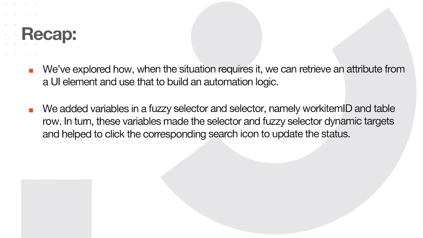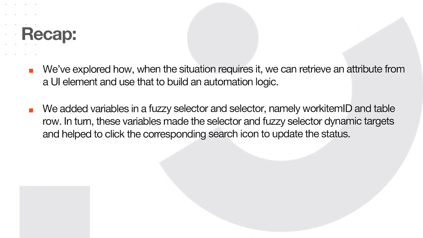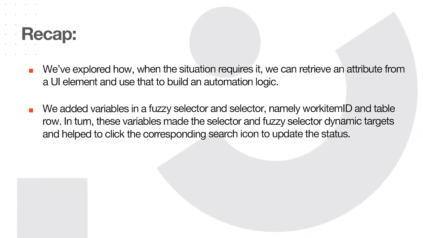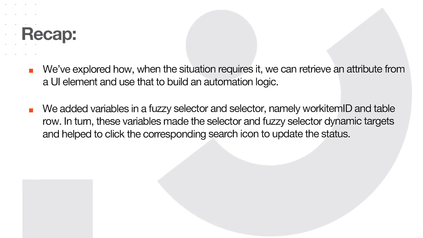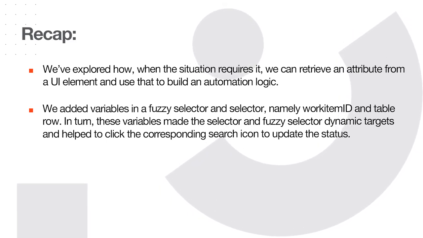Also, we added variables in a fuzzy selector and selector, namely work item ID and table row. In turn, these variables made the selector and fuzzy selector dynamic targets and helped to click the corresponding search icon to update the status. Here's the challenge for you. Can you build the automation for the same use case as discussed without using the Get attribute activity?